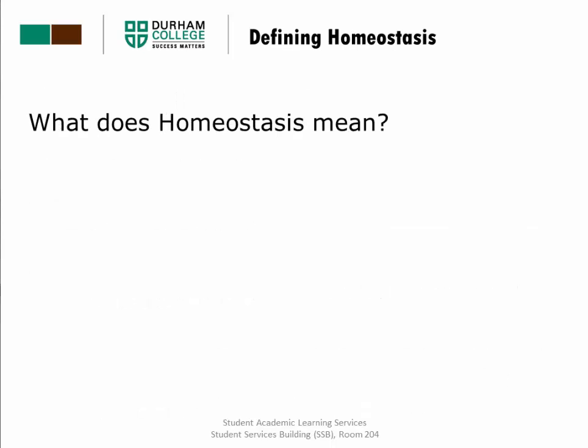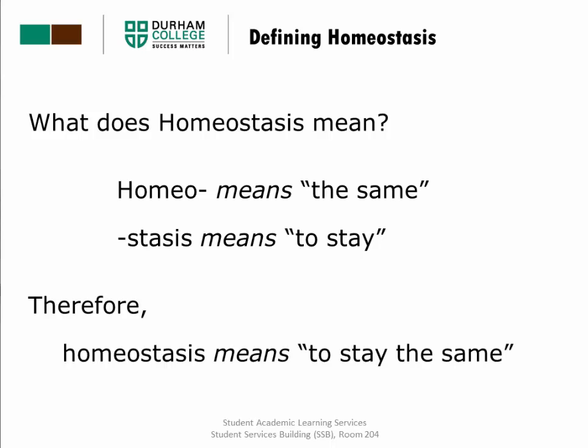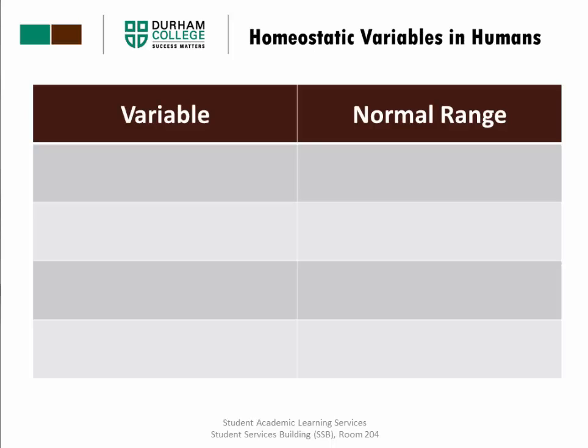What does homeostasis mean? If we break down this word, we can see that homeo means the same, and stasis means to stay. So in the end, the definition of homeostasis is that it means to stay the same. There are many variables that the human body tries to keep the same.